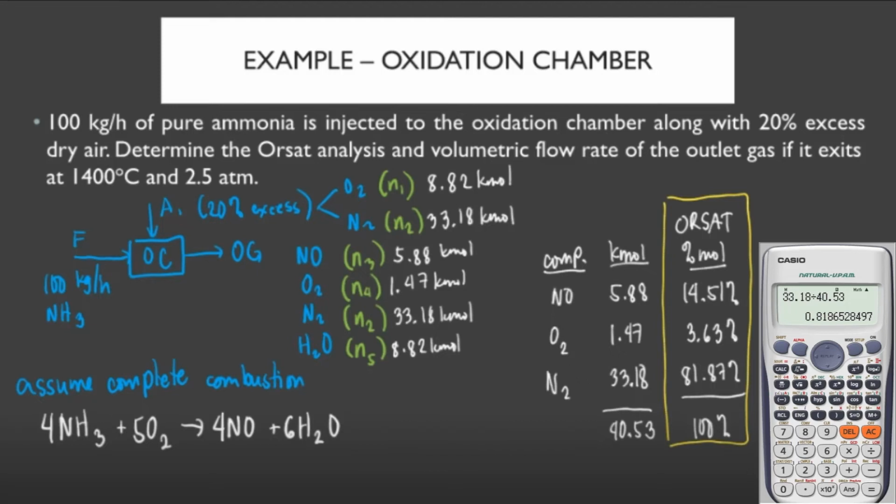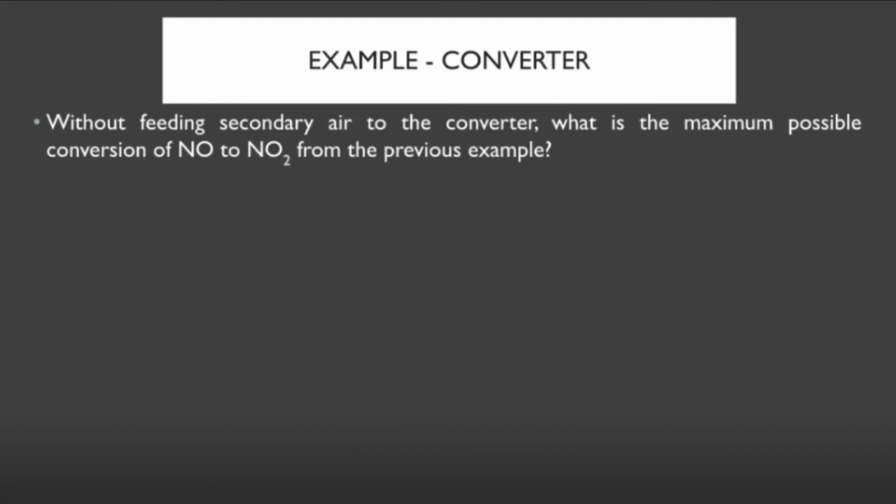Let's proceed to the next example. This pertains to the converter. Without feeding secondary air to the converter, what is the maximum possible conversion of NO to NO2 from the previous example?